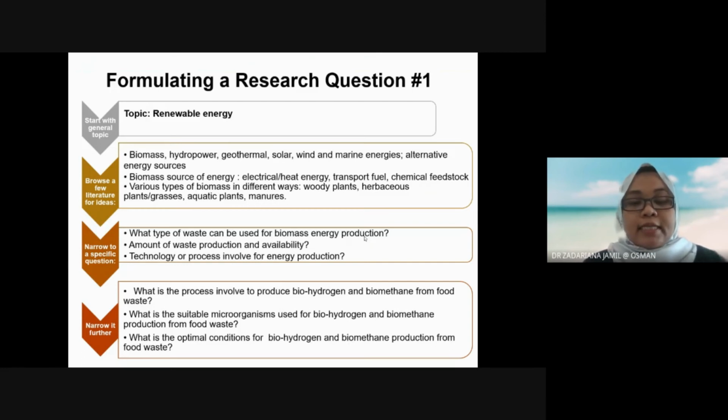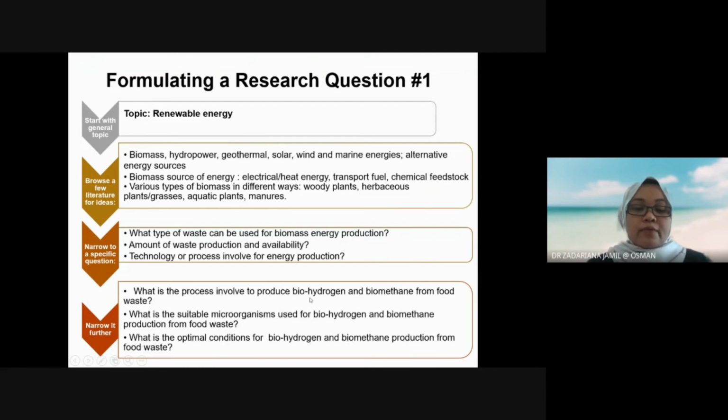In this study, they want to study more on biohydrogen and biomethane. So that's why the research question is: what is the process involved to produce biohydrogen and biomethane from food waste? And the second question is: what is the suitable microorganism used for biohydrogen and biomethane production from the food waste?